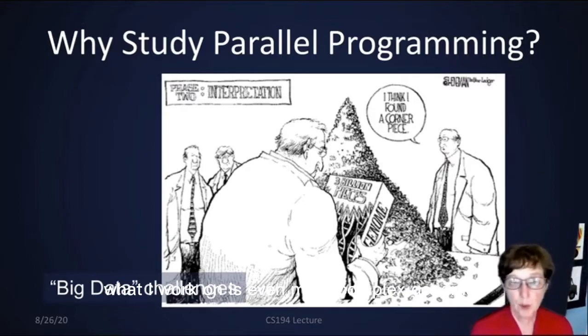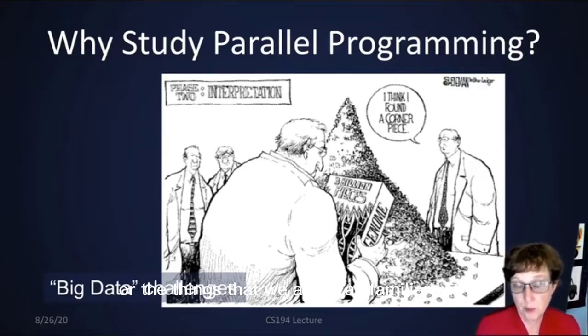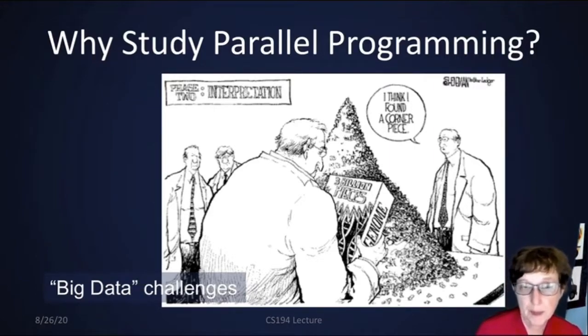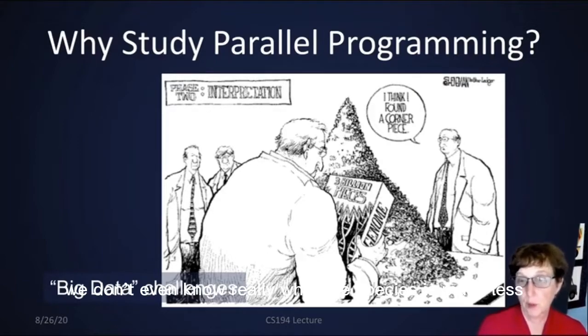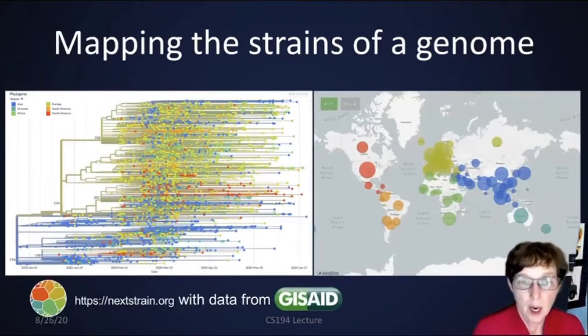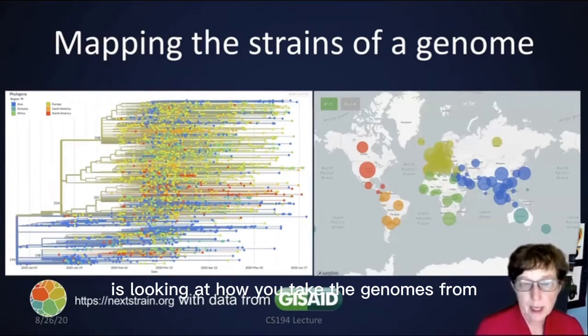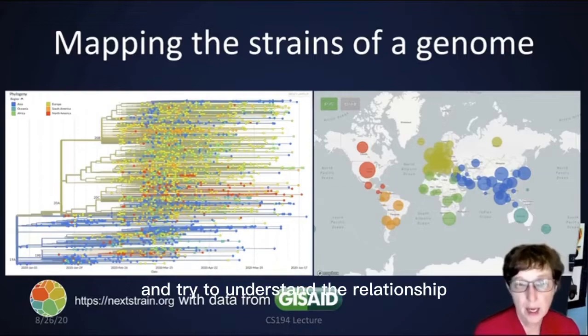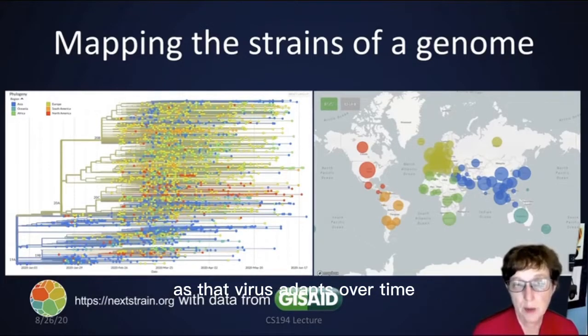What I work on is even more complex genomes, or things that we aren't as familiar with, from things like the microbes that live in soil, that live in your body, that live all over the place in the environment. And so in that case, many of the species that live in, say, a scoop of soil are things that have never been seen before. We don't even know really what the species is, much less what its genome looks like. An example also from COVID is looking at how you take the genomes from the coronavirus itself and try to understand the relationship as that virus adapts over time.